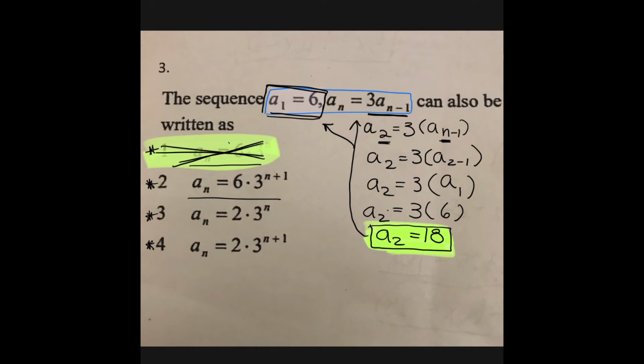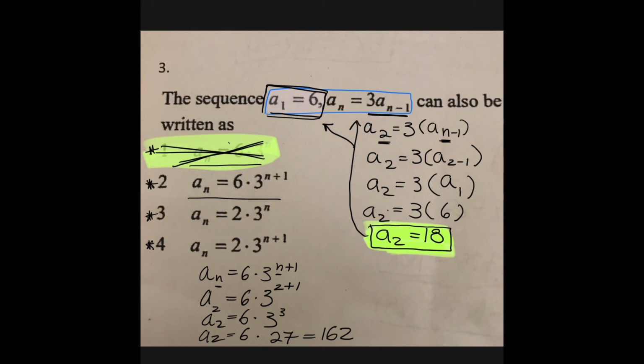A sub n is equal to 6 times 3 to the n plus 1 power. We're going to replace the n with 2, just like we did before. A sub 2 equals 6 times 3 to the 2 plus 1 power. 2 plus 1 is equal to 3. So we should have 3 to the third power times 6 equaling a sub 2. 3 to the third power is 27. 27 times 6 should get us 162.